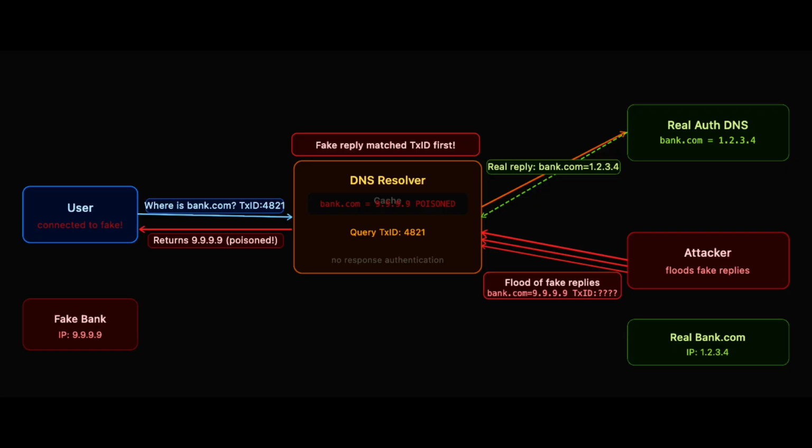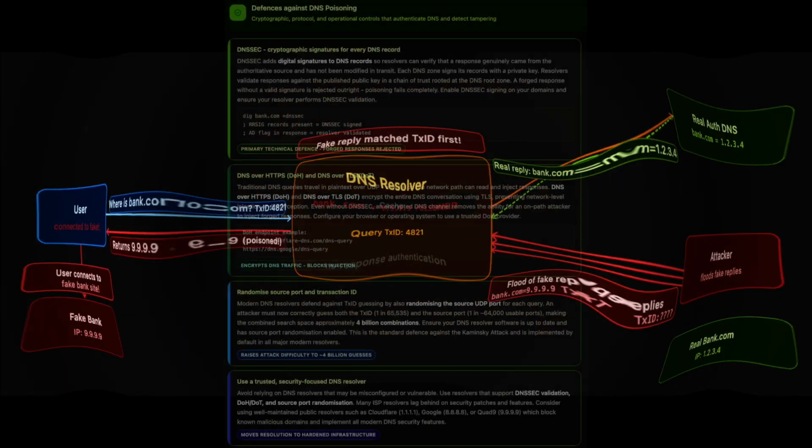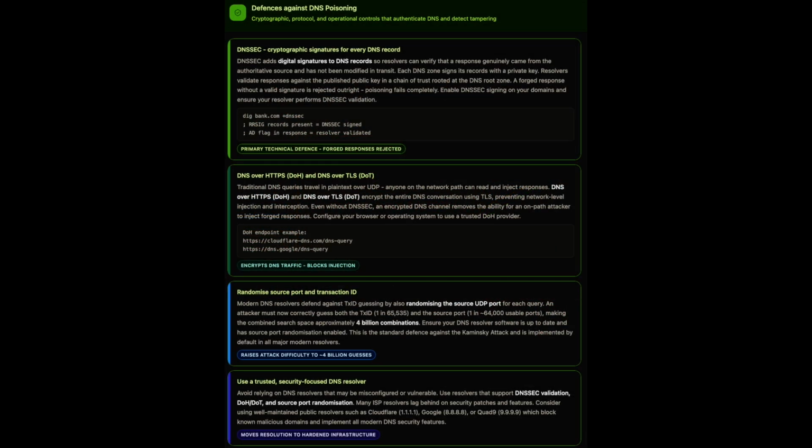When the user's query is answered, they receive the attacker's IP. The user's browser connects to 9.9.9.9, which is the attacker's server. The fake bank site looks identical to the real one, and the user has no idea they are on a fake server. To defend against DNS poisoning attacks, implement DNS security.